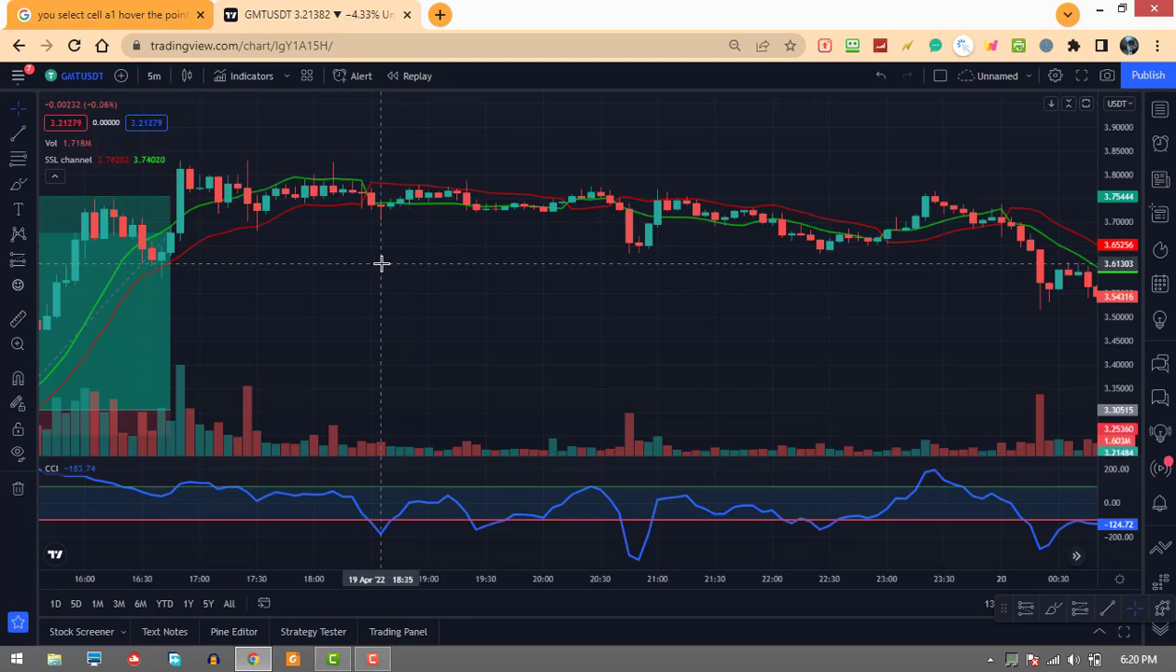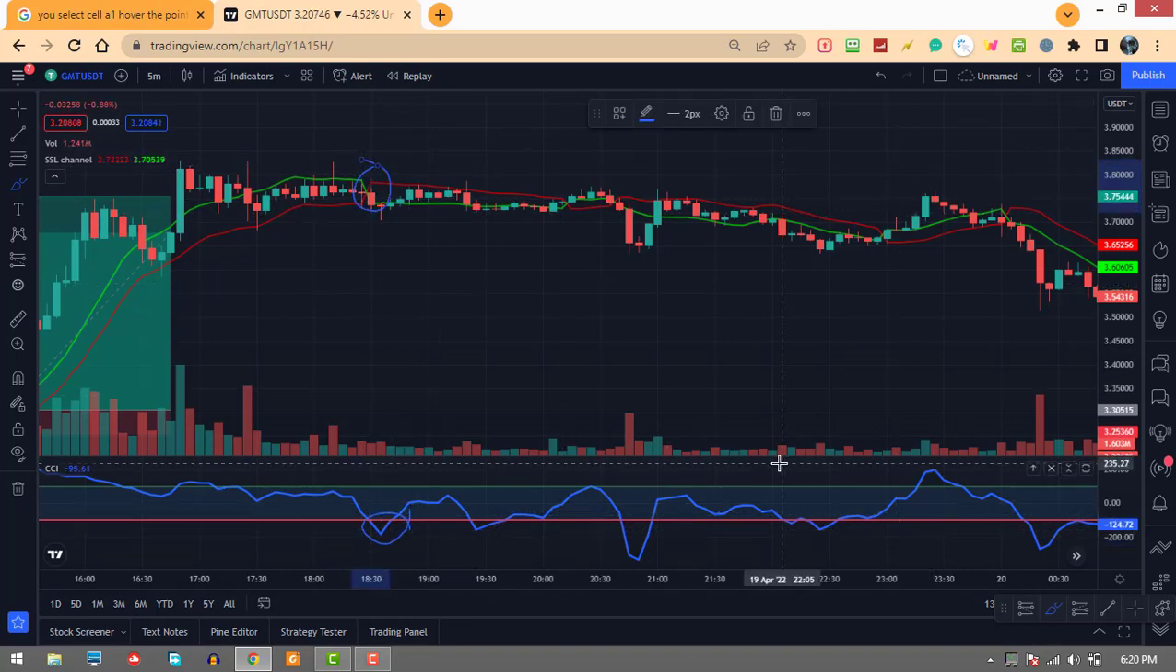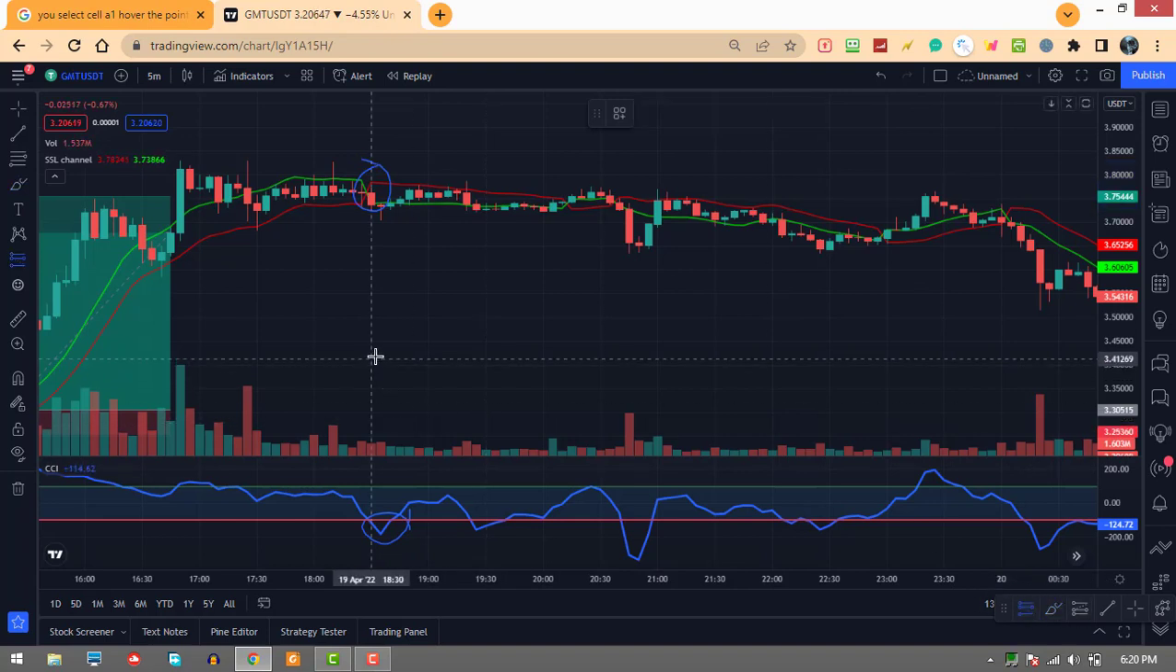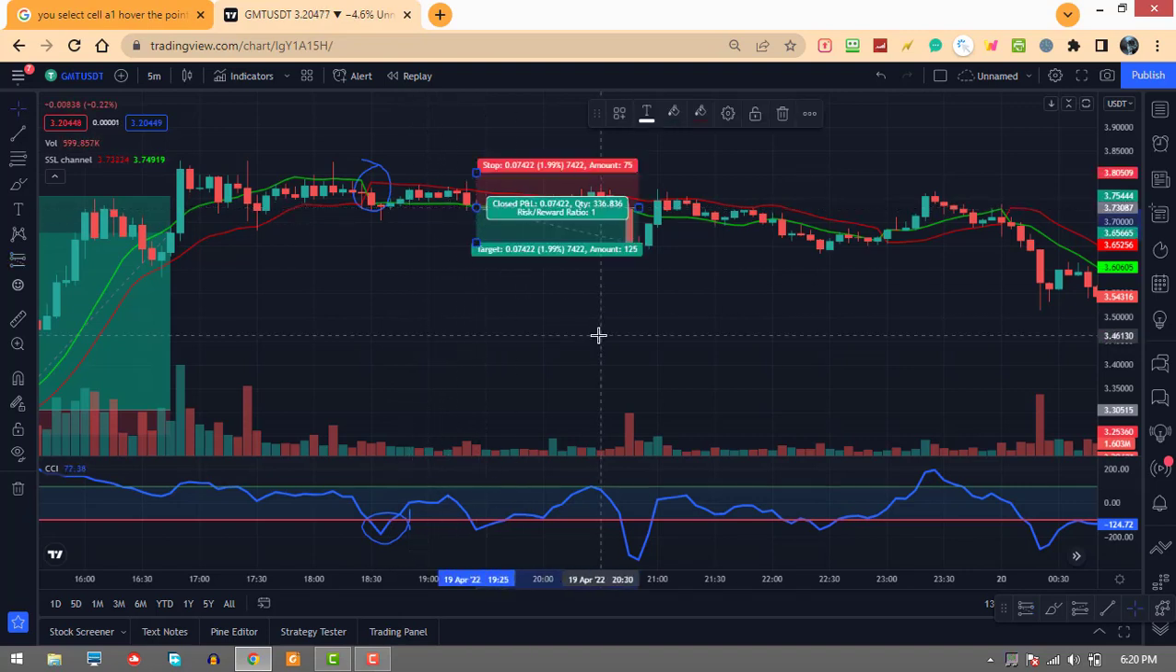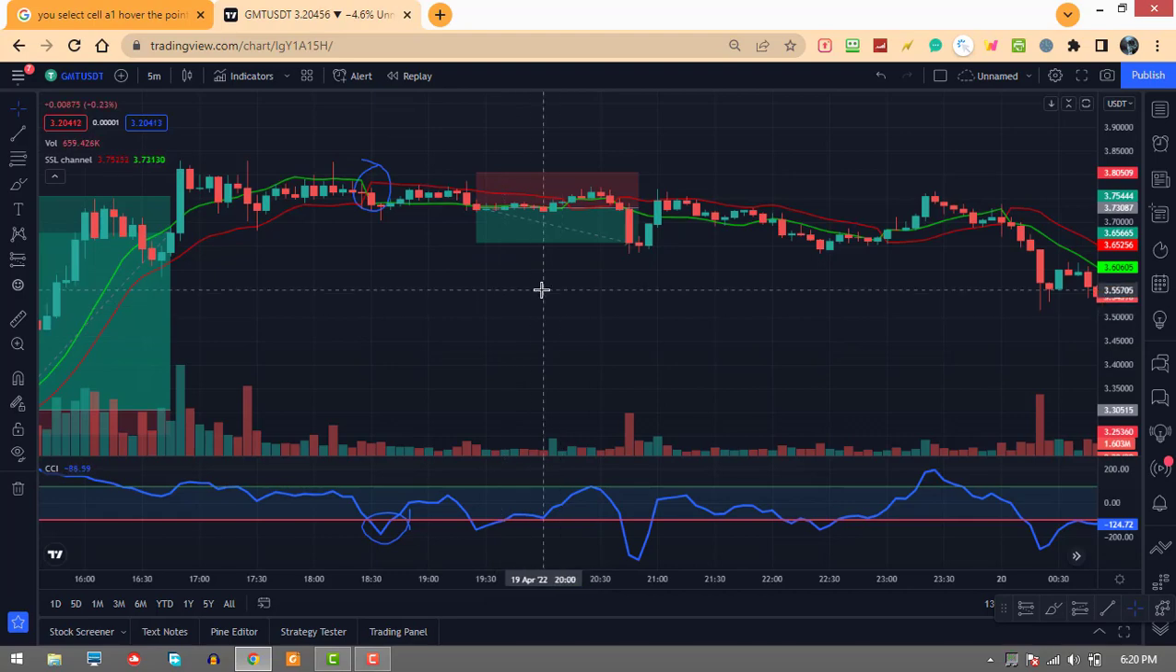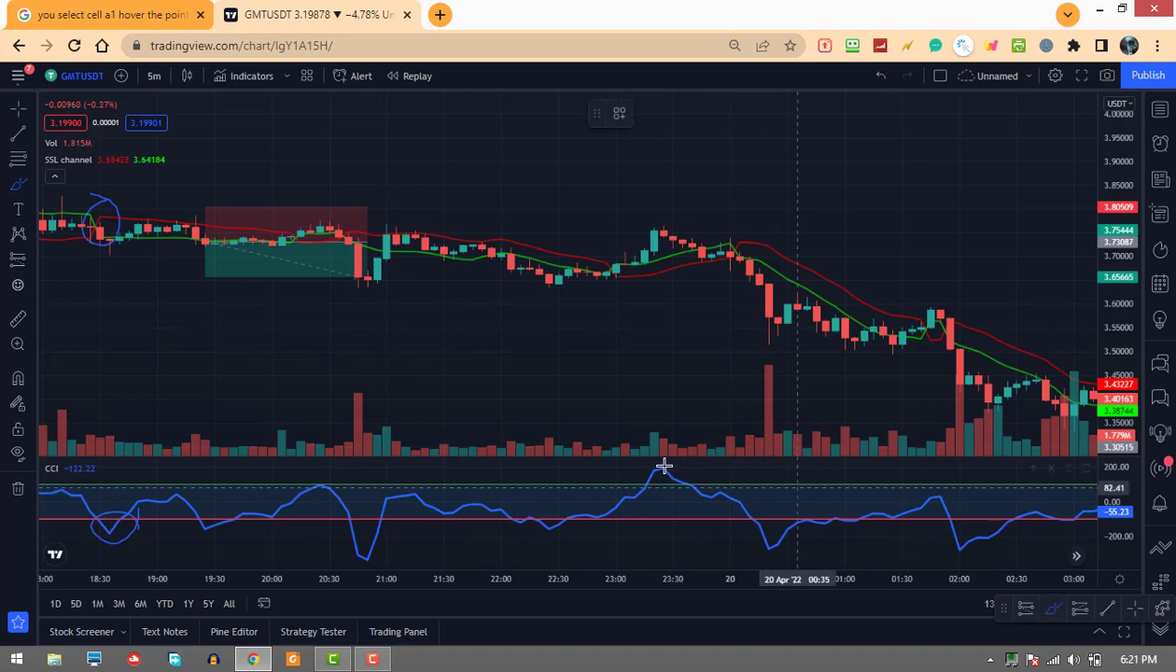Let's look for another signal. So here we can also see another signal. You can see CCI is going below the red line here, and you can see there is also a new crossover in the SSL channel, which triggers our short position. But a tip for you is you will place the trade whenever it goes below that trigger point, and place the stop loss. So I hope you understand this point.